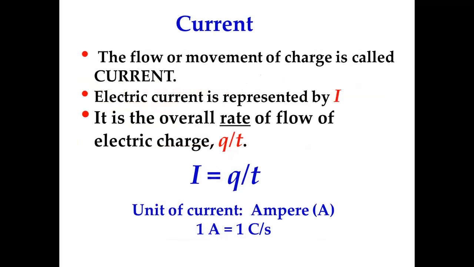Current is the flow of charges. I have told you before. Electric current is represented by I. I equals Q upon T, where Q is the charge and T is the time. The unit of current is the ampere. 1 ampere equals 1 C upon S.